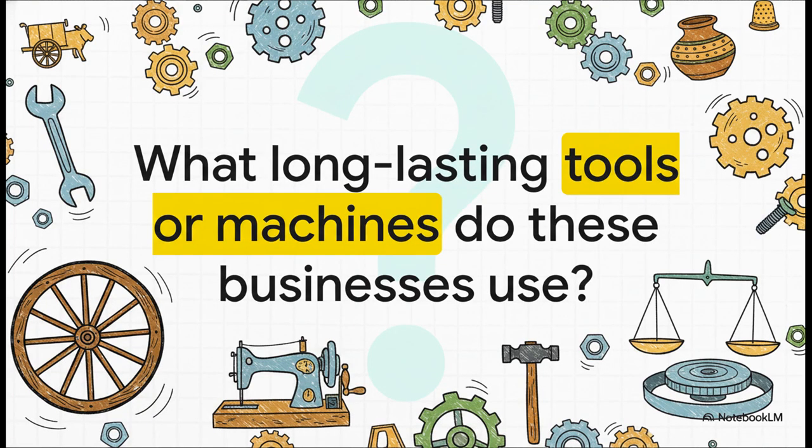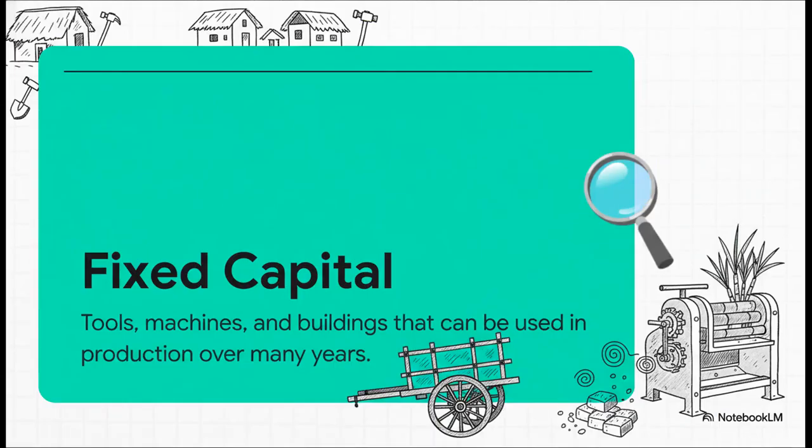Using the stories we just discussed, think about Mishrilal with his jaggery machine, or Kishora with his cart. What are the long-lasting items, the tools or machines that they use in their businesses not just once, but over and over again for many years? Well, the answer to our question is fixed capital. Let's understand this term carefully.